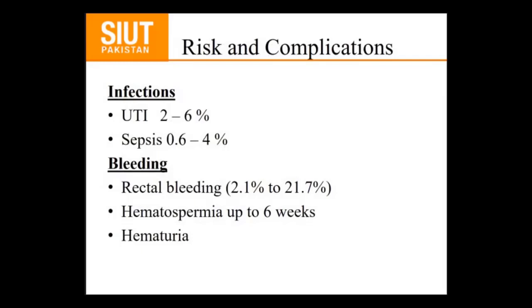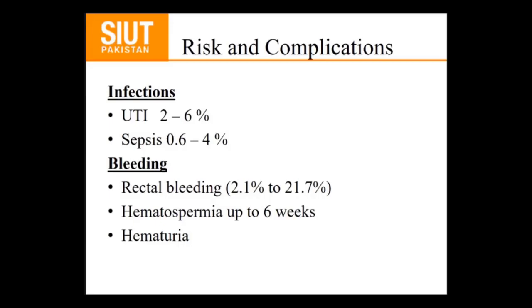Risk and complications. Infection is one of the most fearsome complications of the transrectal prostate biopsy. UTI can be seen in about 2 to 6% of patients. 0.6 to 4% of patients develop sepsis after transrectal biopsy due to increased antibiotic resistance. And bleeding: PR bleed in about 2 to 20% of patients, which is usually self-limiting.